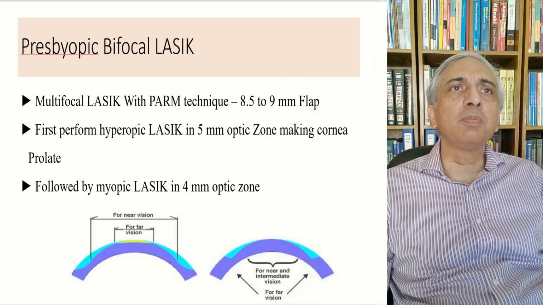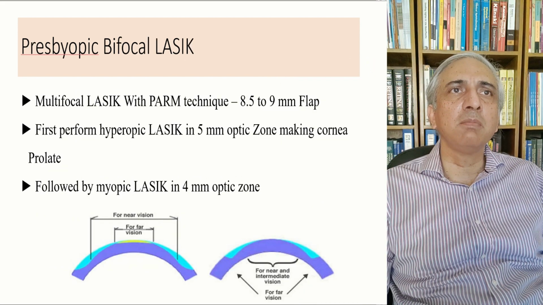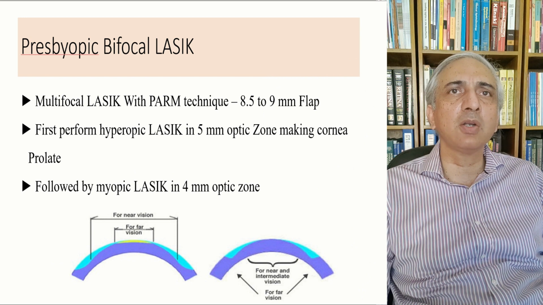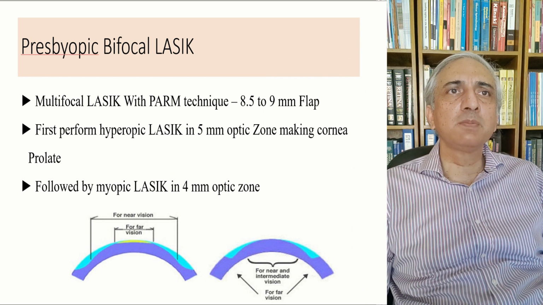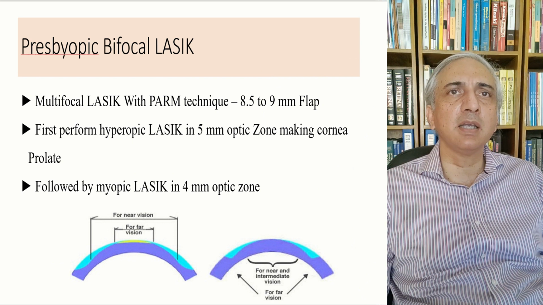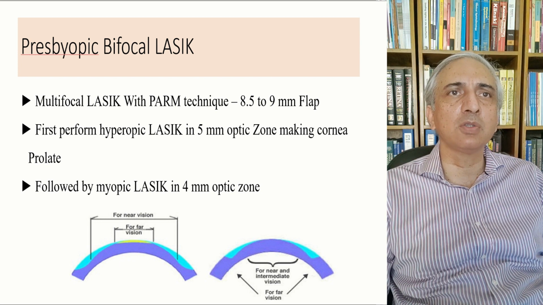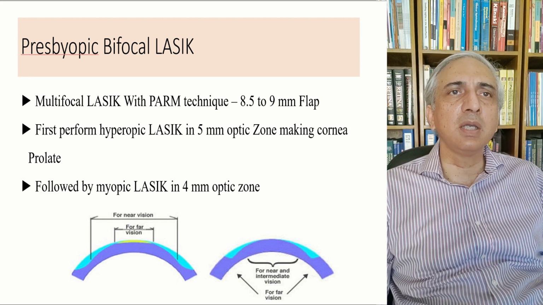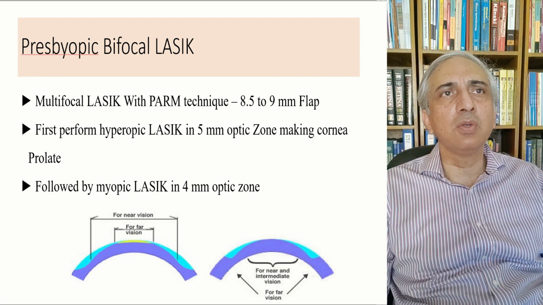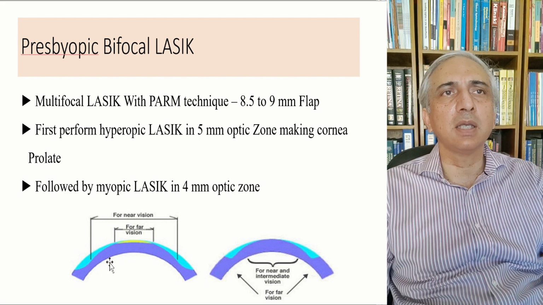Then you go on to presbyopic bifocal LASIK. Multifocal LASIK with PALM technology, 8.5 to 9 millimeter flap, and first perform hyperopic LASIK in a 5 millimeter optical zone of the cornea, making the cornea prolate, followed by myopic LASIK in a 4 millimeter optical zone. So this is what is shown. This is the way you can do a bifocal LASIK in patients.